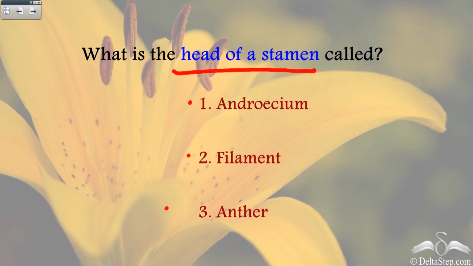Let me tell you. Well, androecium is made of stamens. So, androecium is a wrong answer. Next, we have seen the body of the stamen is known as the filament. So, filament is also the wrong option. And the correct option is anther. The head of a stamen is known as anther.